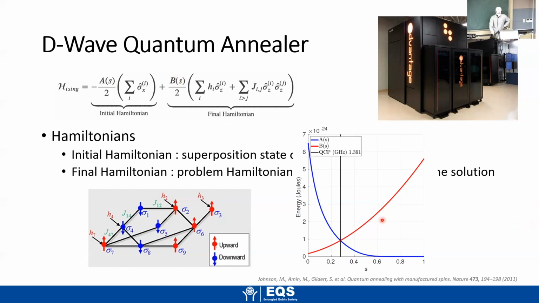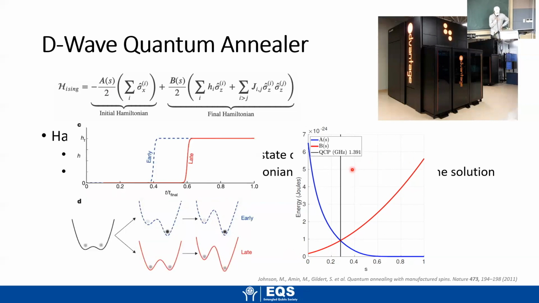So this graph is provided by D-Wave Systems, and this is the default scheduling graph implemented in the D-Wave system. You can see that A(s), which represents the effect of the initial Hamiltonian, gradually goes to 0 as time progresses, and B(s) slowly increases. If you want to use the actual D-Wave quantum system, you can either use this default scheduler, or you can also make your own schedule.